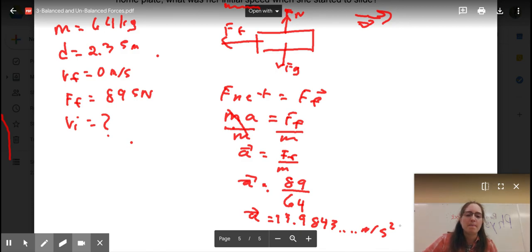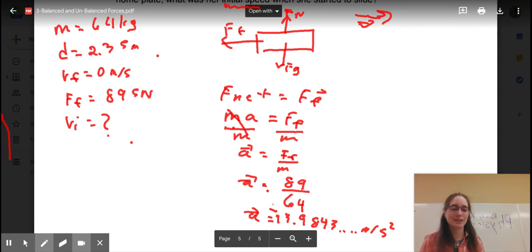Ladies and gentlemen, my Fnet is equal to the force of friction. What direction is that going in comparison to my motion, my speed, my velocity? Opposite. It's going to be negative. So we need to make this negative 13.9843 because she's slowing down. She's got negative acceleration. If it's not negative, you're not going to get the right answer.